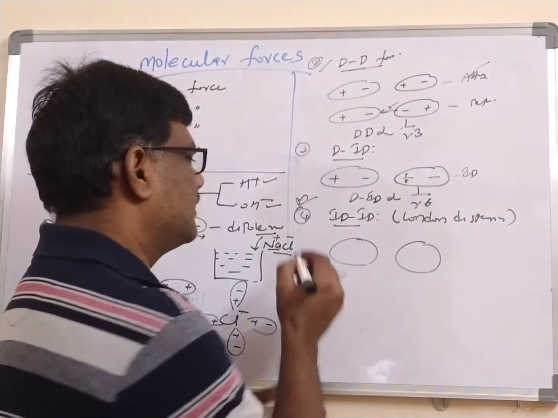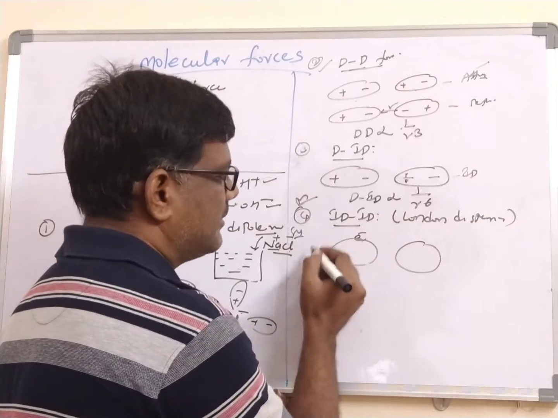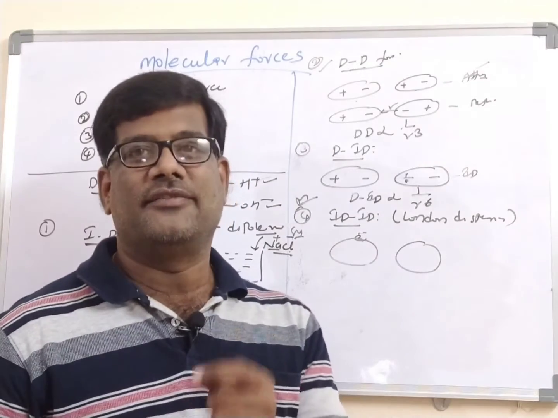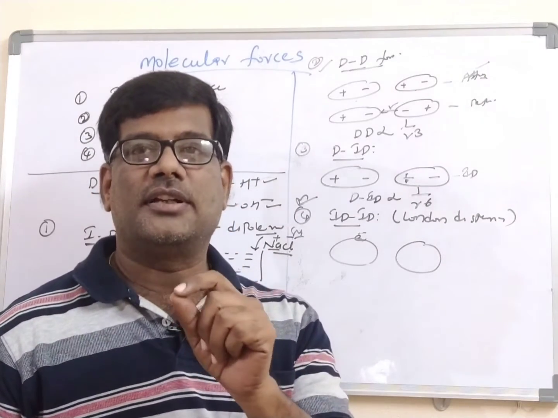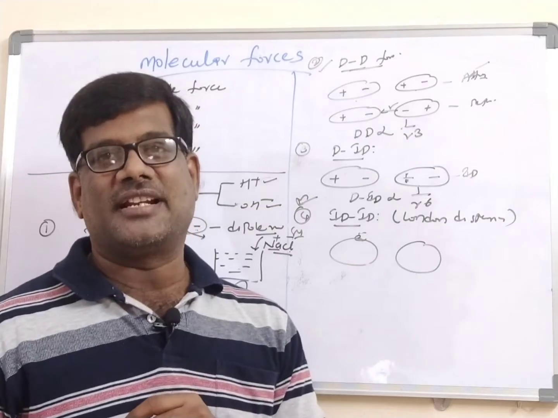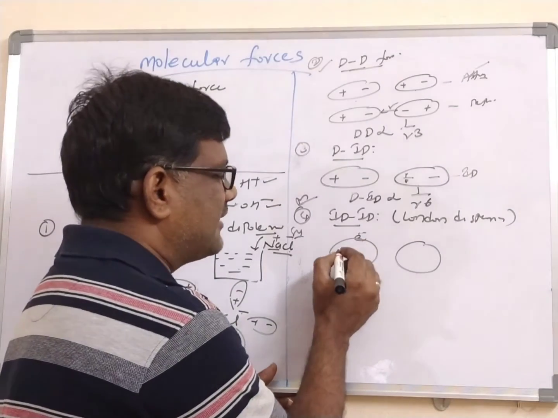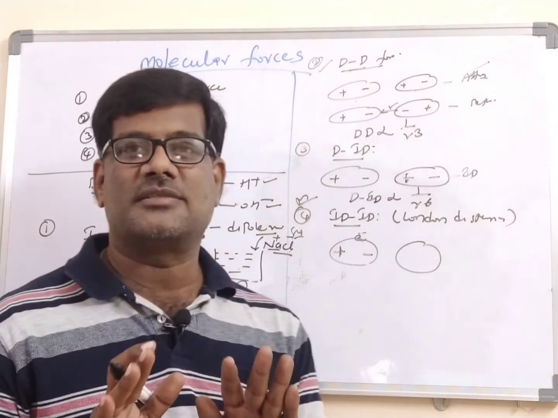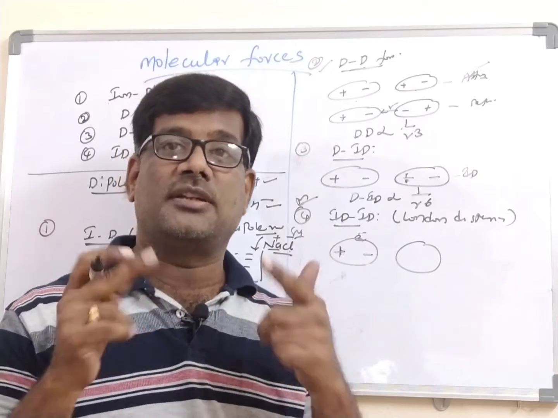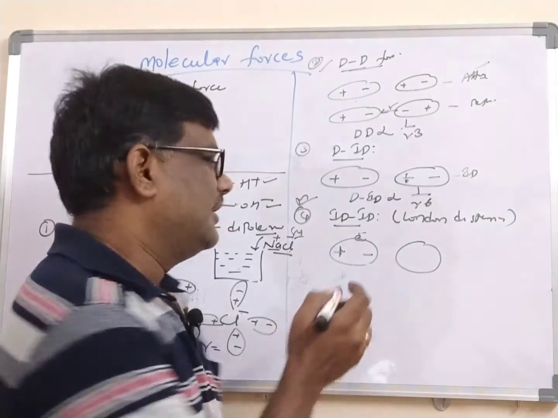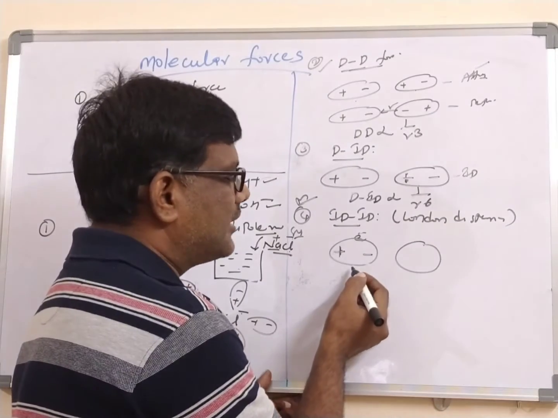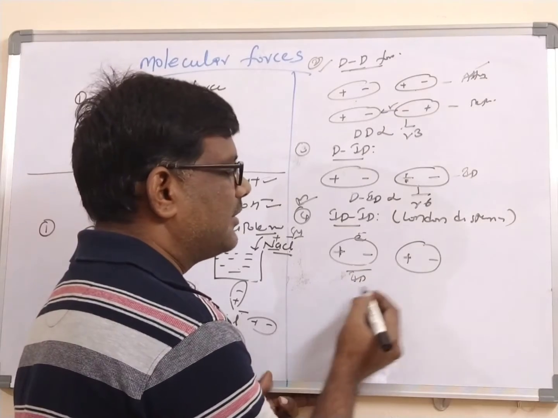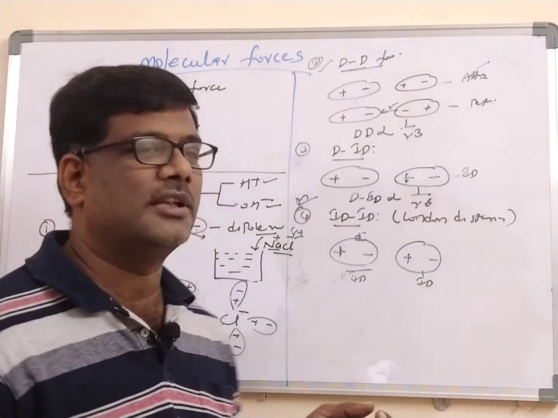How do they behave as neutral? The electron distribution will be symmetrical. If the electron distribution is symmetrical, then we can say the molecule is neutral. But there is a choice, a very small fraction of chance, that the electron distribution may be unsymmetrical. Whenever the electron distribution is unsymmetrical, immediately this molecule behaves as a dipole molecule. Immediately it creates polarity in the adjacent molecule. Ultimately it is called an induced dipole molecule.